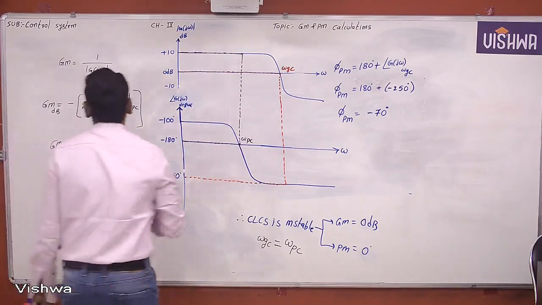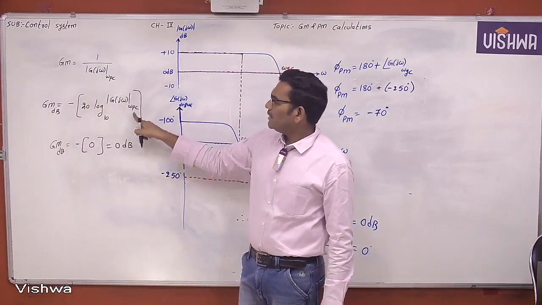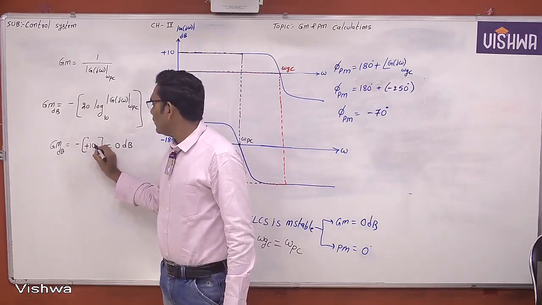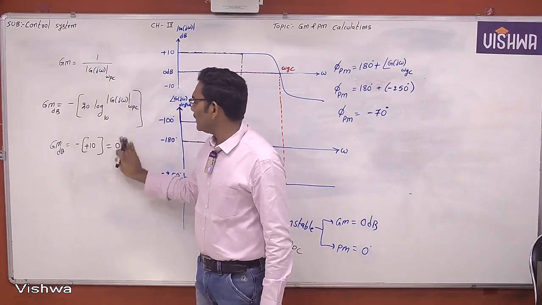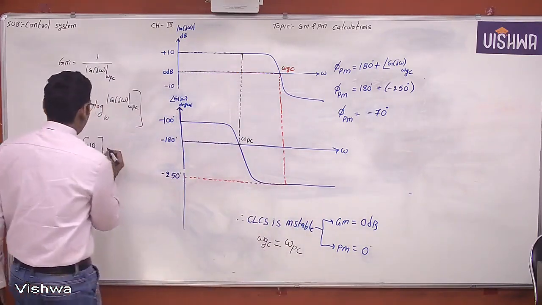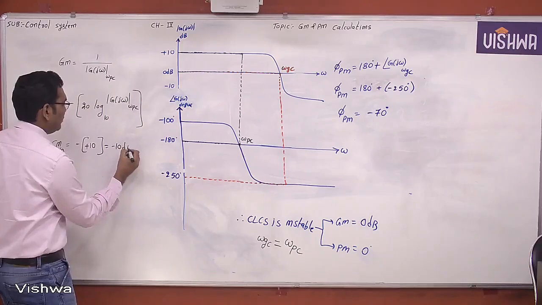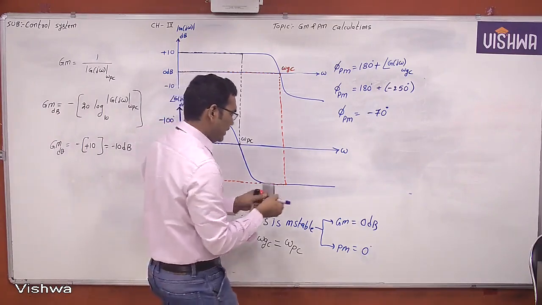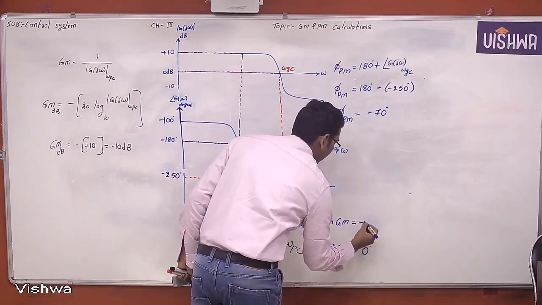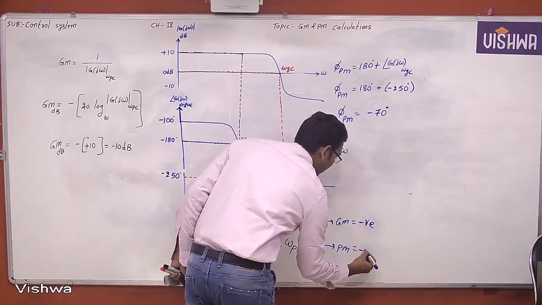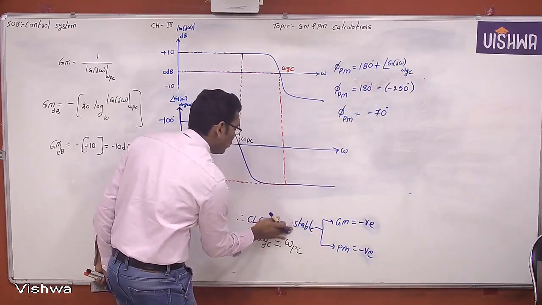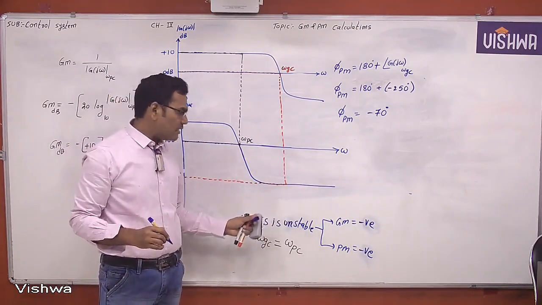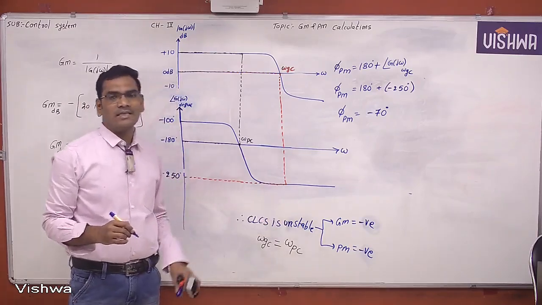Now if you observe here, this is the gain in terms of dB. At the phase crossover frequency, the magnitude is plus 10 dB, but reciprocal means minus. Then what is the answer? Therefore, the gain margin is equal to minus 10 dB. But what you observe here is that the gain margin is negative and the phase margin is negative. Therefore, the closed loop control system is unstable. If the gain margin is negative and the phase margin is negative, the closed loop control system is unstable.